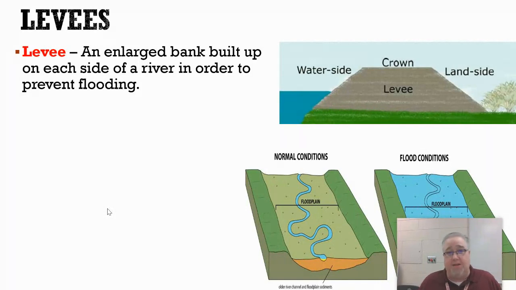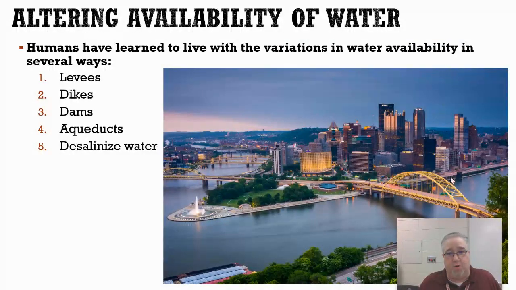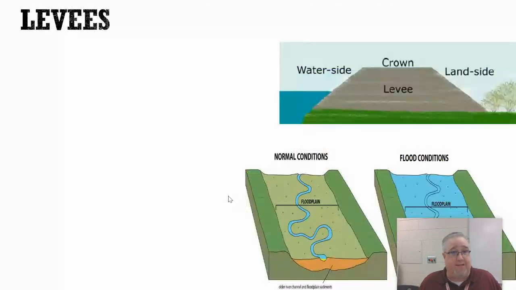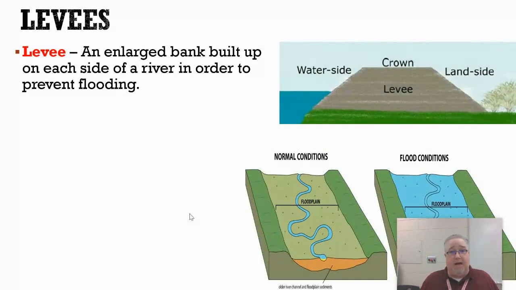Levees can be natural or they can be man-made. A lot of them are man-made. But these are basically just structures that are built on the sides of rivers to prevent flooding. I'm going to go back to this picture real quick. This is Pittsburgh, Pennsylvania. Pittsburgh is a city that's built near three different rivers, and in order for that city to thrive, they have to make sure that the city doesn't flood, if those rivers were to overflow or if there was a torrential rainfall or something.